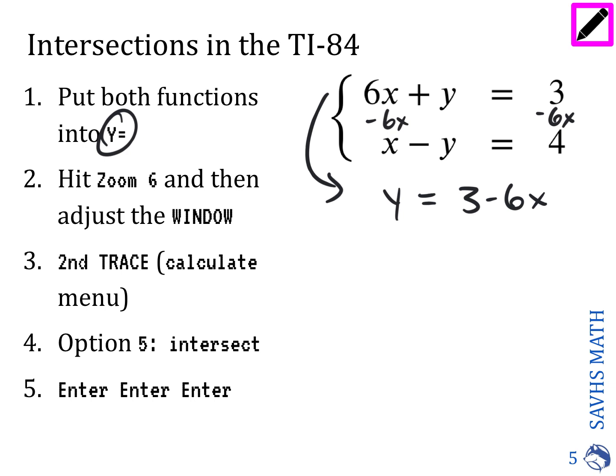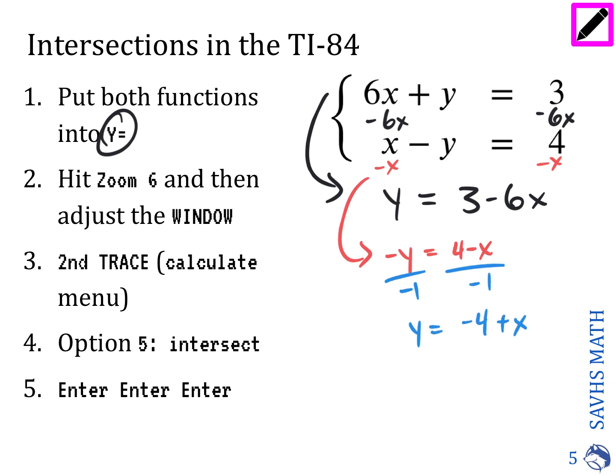This second equation, I'm going to subtract x, and then I'm going to move it down here. So I'm going to get negative y equals 4 minus x. Now, it almost looks like I'm done, but I'm not, because I have a minus y. So I need to divide by negative 1 to get rid of that. And I get y equals negative 4 plus x. Okay, these two functions, this one and this one, are what I'm going to need to put in my calculator.